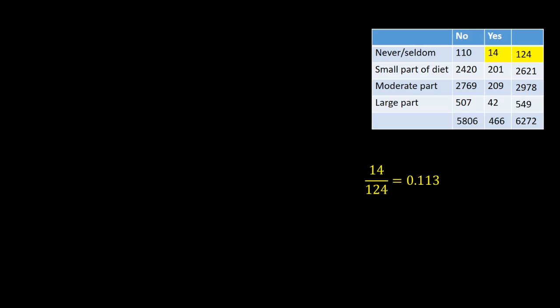So this is just another conditional probability. We're just stating a different condition. Let's do small part of the diet. So there were 2,621 people that had fish as a small part of their diet. Of those 2,621, 201 developed prostate cancer. So we have 201 over 2621, which gives us 0.077. And we'll continue this going down the chart. I'm not going to show all those calculations. You can do this pretty easily now.